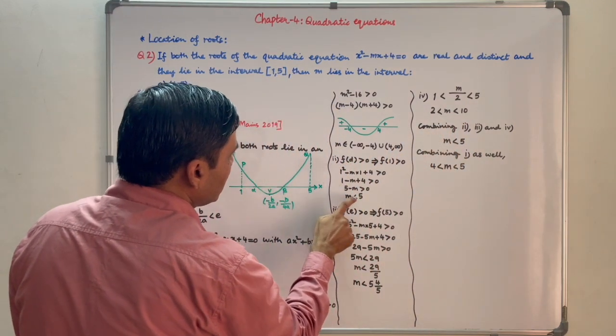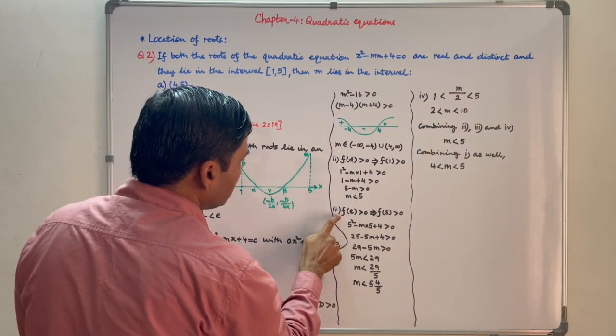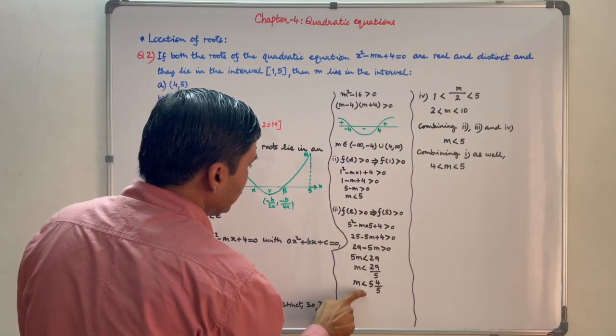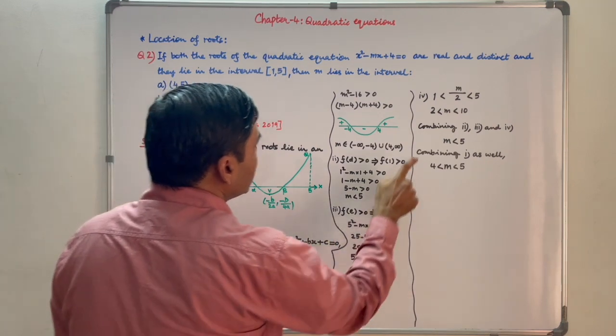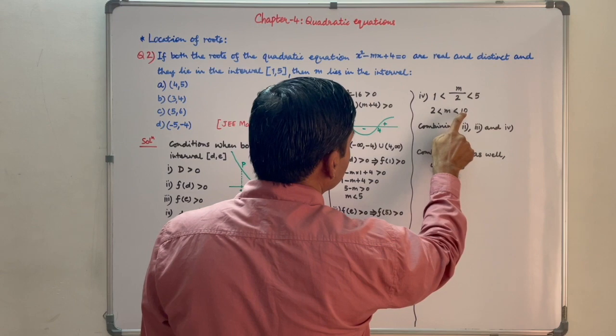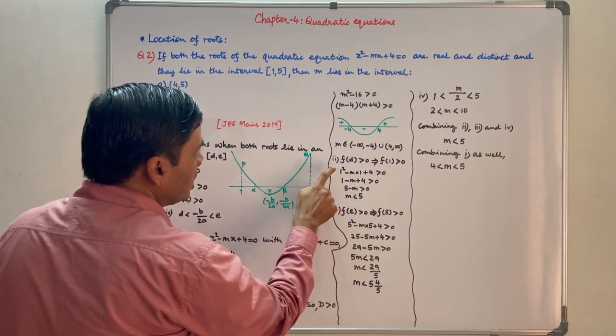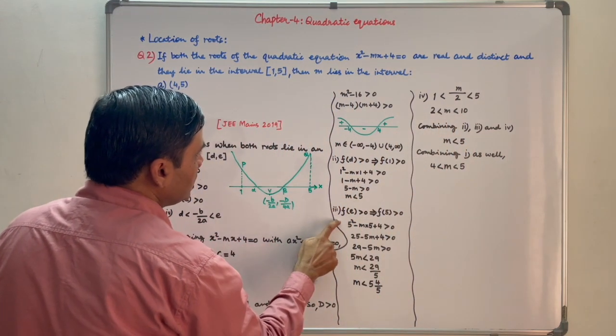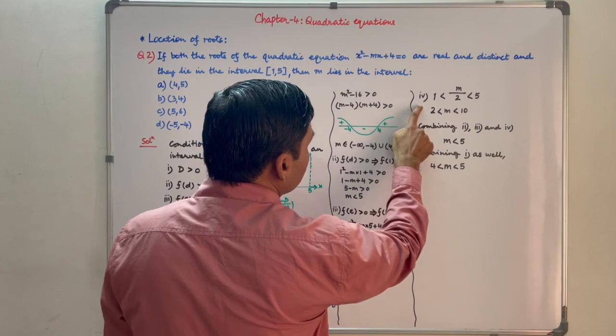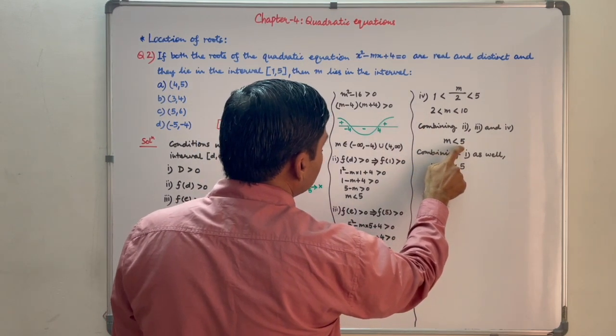Condition number 2 says m is less than 5. Condition number 3 says m is less than 5 whole 4 by 5. And condition number 4 says m is less than 10. So we can combine conditions 2, 3 and 4 and say that m is less than 5.